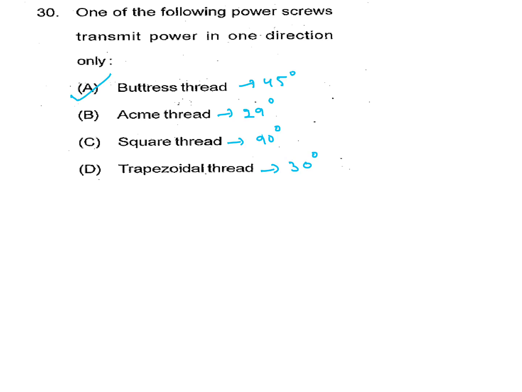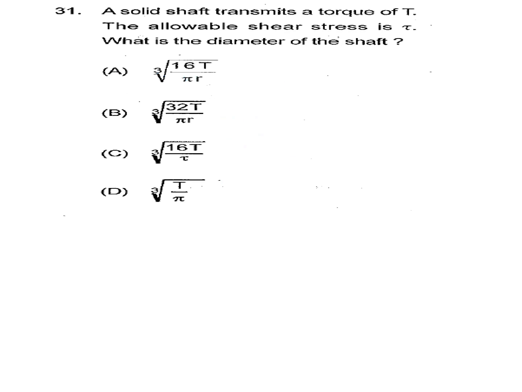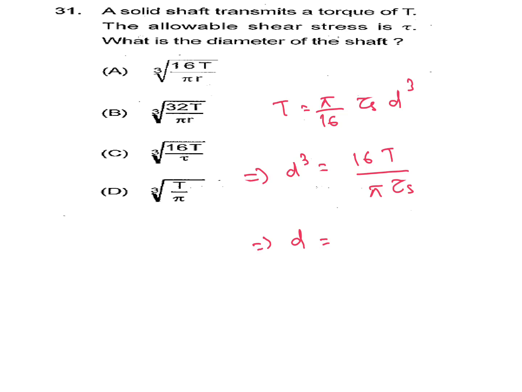A solid shaft transmits a torque of T. The allowable shear stress is tau. What is the diameter of the shaft? We know T equal to pi by 16 tau s d cube. We have to calculate the diameter of the shaft. So d cube is 16T by pi tau s, or diameter d is (16T by pi tau s) to the power 1/3. From the options, A is our answer.